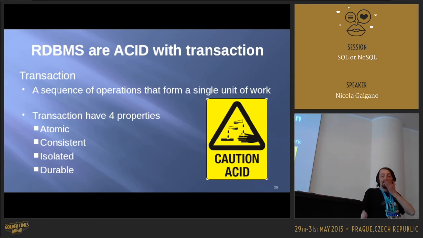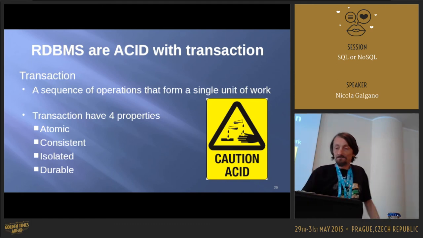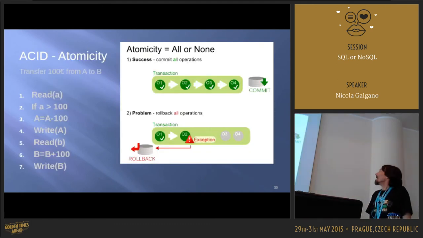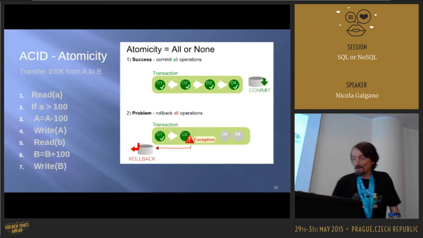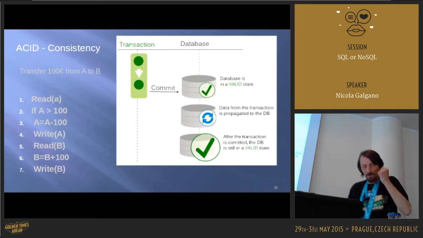Transactions have four common properties. Atomicity. I'll give an example. If you want to transfer funds from A to B, nobody wants that if something goes wrong, and the transaction stops at item 4, the operation was committed. You want the operation to be rolled back because the fund transfer is not complete. This is one of the important properties of the transaction.